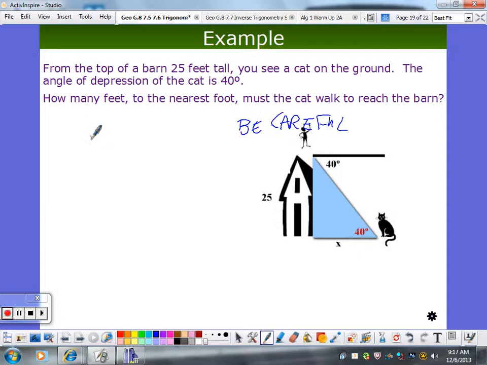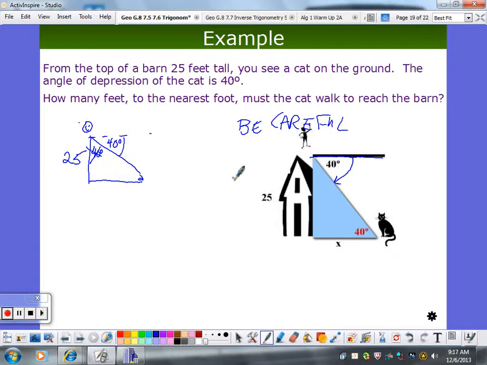So you say, okay, I'm at the top of a barn. Here's the barn. I'm at the top, and that's 25 feet tall. Here I am, and then I see a cat over here, right? You could draw the triangle. You know what most people want to do with their angle of depression? They want to put the 40 here. Is that where the 40 goes? You are looking straight across, and then you look down. Your angle of depression, if you were doing this without a picture, is right here.